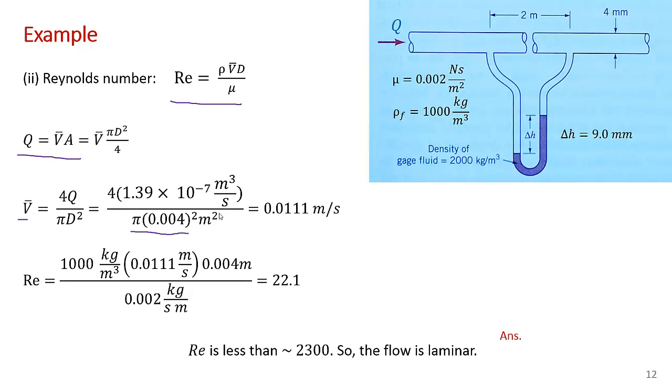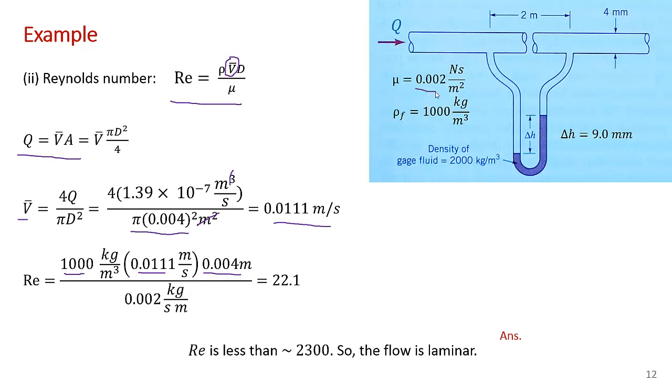And you can check, right? The units again, meters squared, gets rid of that, and we have 0.0111 meters per second. Now we have the average velocity here. We can calculate the Reynolds number. The density of the fluid in the pipe is 1,000 kilograms per cubic meter. The average velocity here, 0.0111 meters per second. The diameter of our tube, 4 millimeters. And then I've converted the units here.